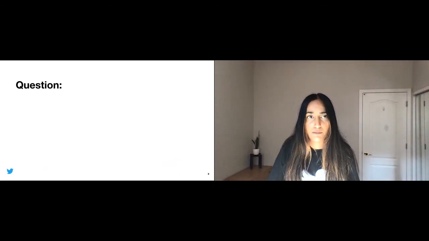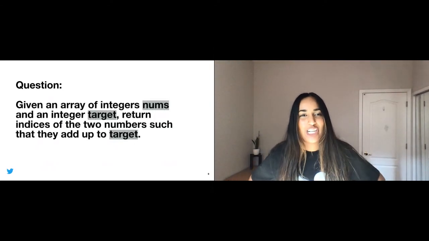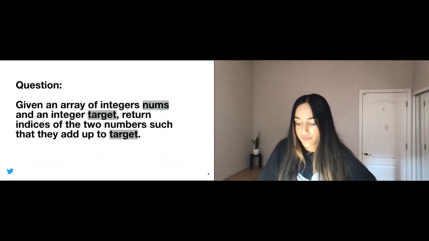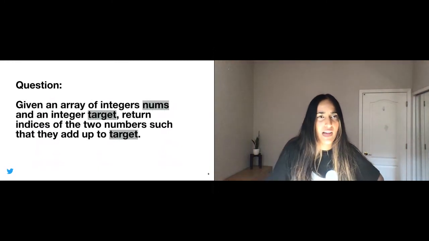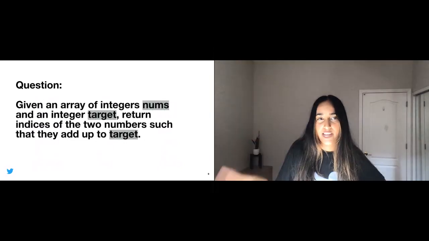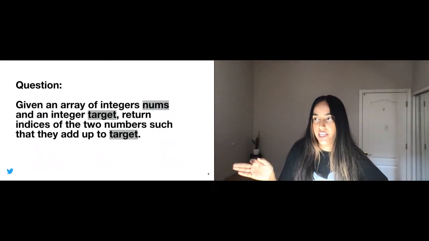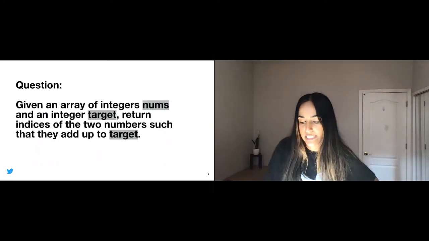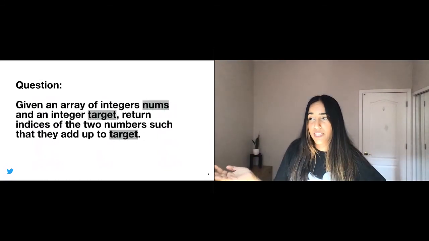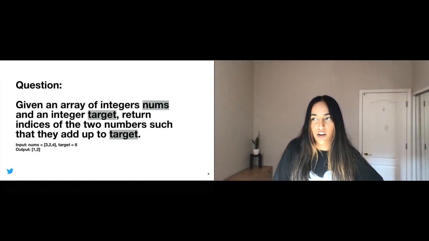So this is the problem. Given an array of integers nums and an integer target, return the indices of the two numbers such that they add up to target. So what does this mean? Let's say you have two inputs that you're given. You have an array called nums. In this example, let's say you have 3, 2, 4 as an array, and then your target value is 6. So the output in this case would be 1 and 2. That's because 2 plus 4 add up to 6, and the indices of 2 and 4 are 1 and 2.